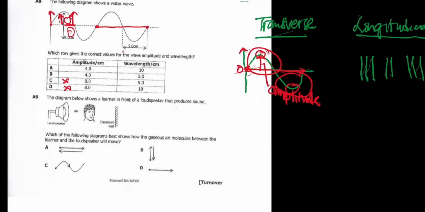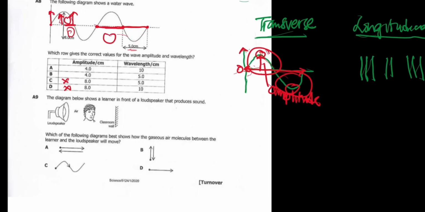Now for one trough here, notice that it is 5 centimeters, but this is just half of it. It is from this point to this point. To complete the wavelength, you have to extend it to the other point. And notice that these two are actually equal. They have to be equal.